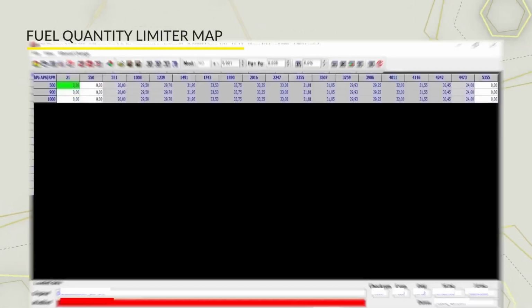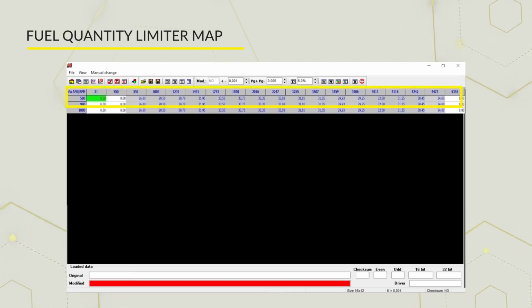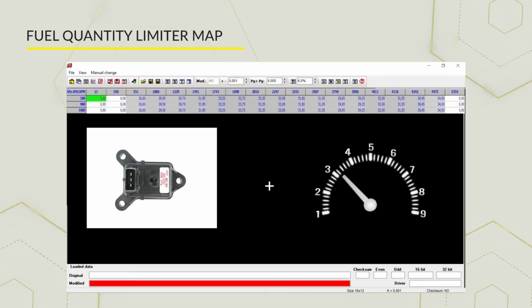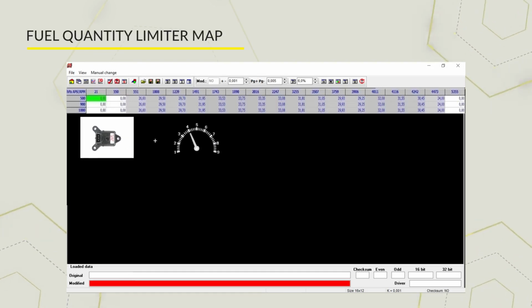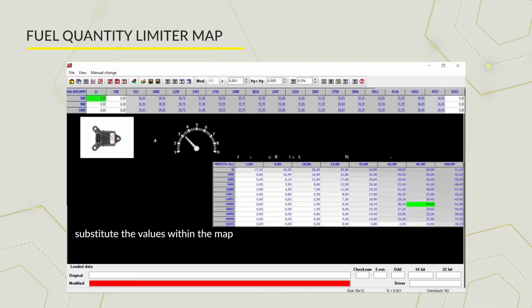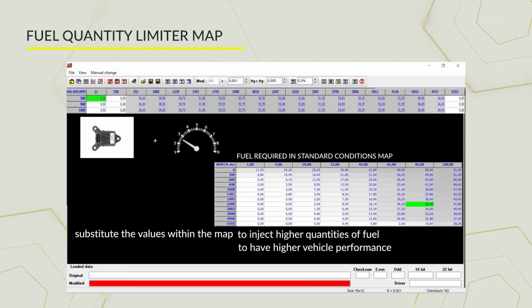Now, it is necessary to check whether the manufacturer has foreseen a limitation of fuel to be injected in order to limit the performance of the vehicle. To do this, we need to analyze the fuel quantity limiter map. The map in question indicates the quantity of fuel to be injected for each cycle, as a function of the hectopascals measured by the APS sensor and the engine speed. Thanks to these maps, therefore, we understand that the manufacturer has actually limited the amount of fuel. In this case, it is sufficient to substitute the values within the map with the new higher values that we found in the previous map, allowing you to inject higher quantities of fuel and consequently have higher vehicle performance.